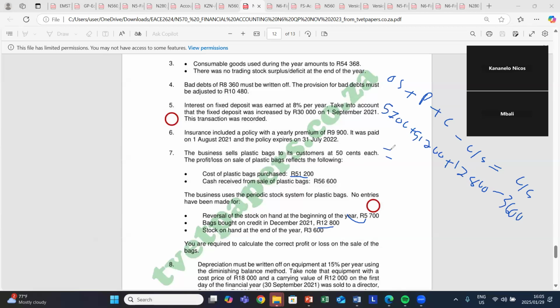So we'll say 5,700 plus 51,200 plus 12,800 minus 3,600. And then we'll get your cost of sales as how much? Our cost of sales is 66,100. Please confirm it. Did you also get 66,100? Yes. Okay. And then they say that you should calculate the profit or loss that we made.